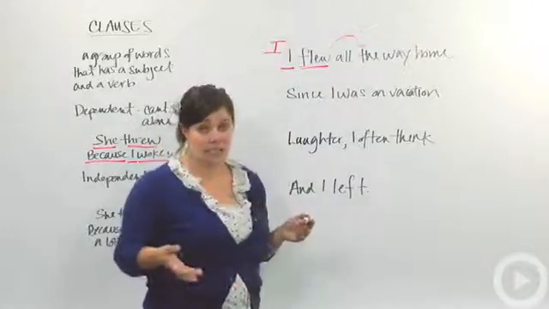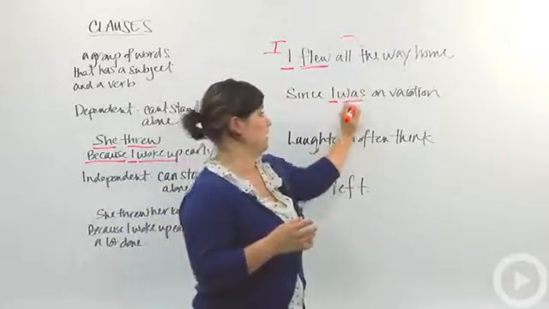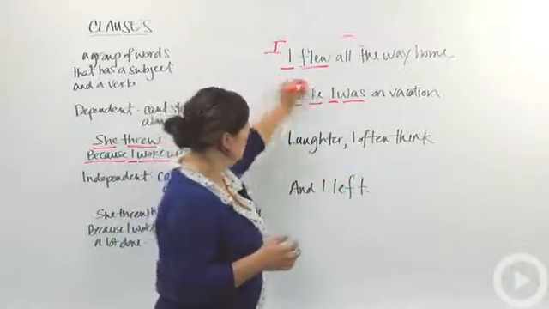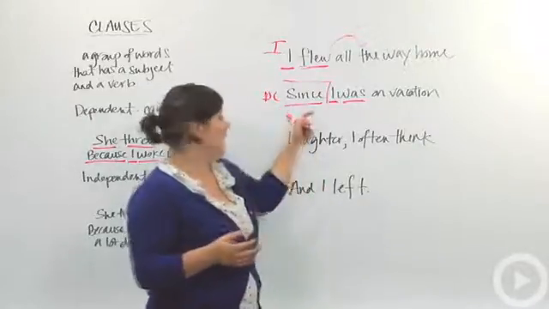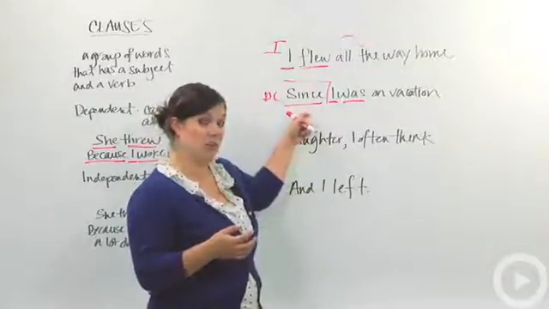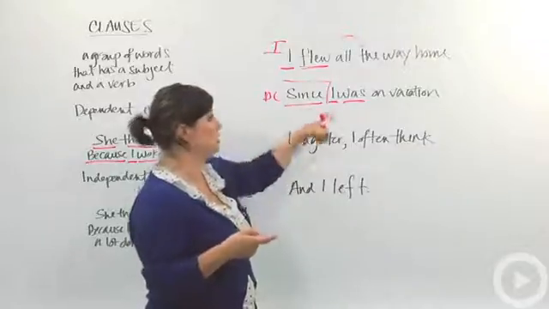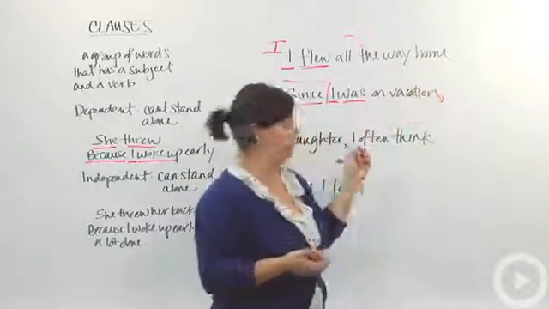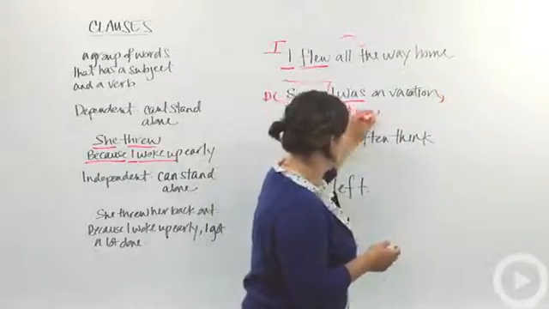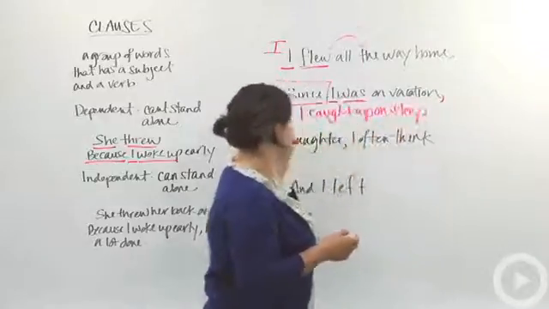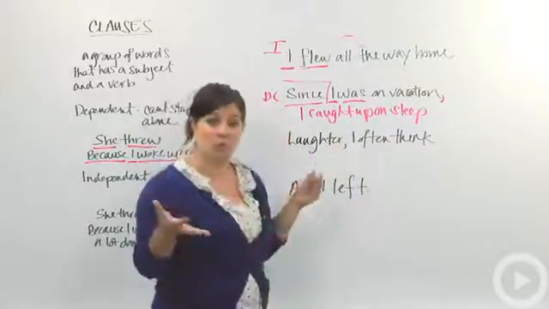All right, "since I was on vacation." We've got a subject, "I," and "I was" in a state of being, on vacation. But I've got this word "since" that begs more information. So I've got a dependent clause. And the easy way to fix a dependent clause that starts with one of those subordinating conjunctions is just to hook it up to an independent clause. So we can say, "Since I was on vacation, I caught up on my sleep." "I caught up on my sleep" is an independent clause, it can stand on its own. Once it's hooked up to the dependent clause, we're good to go.